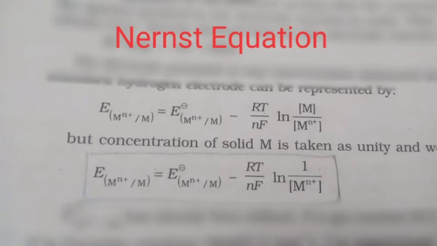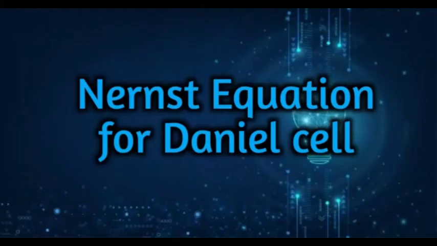First of all, E cell is the one which we are going to calculate for that particular concentration, and E naught cell is the one that we got from the standard electrode potential. R is gas constant, T is temperature in Kelvin, F is Faraday constant, and n is the number of moles of electrons transferred in the redox reaction. And M n+ in the square bracket is concentration of that metal ion.